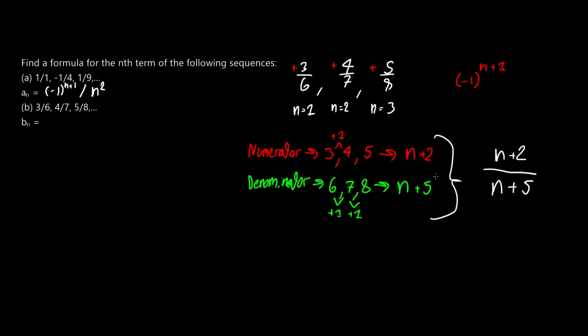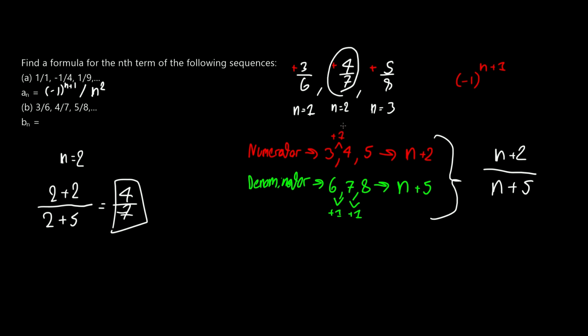And like the last one, we could just go ahead and test it just to make sure. So let's go ahead and try to find the second term if we didn't know it already. It should be 4 over 7, positive. So we're going to have n equals 2. So when n equals 2, we're going to have 2 plus 2 divided by 2 plus 5. And this will be 2 plus 2 is 4 divided by 2 plus 5, which is 7. And we do indeed come back to the 4 over 7 that we had over here originally. So this equation is the answer. So n plus 2 divided by n plus 5.